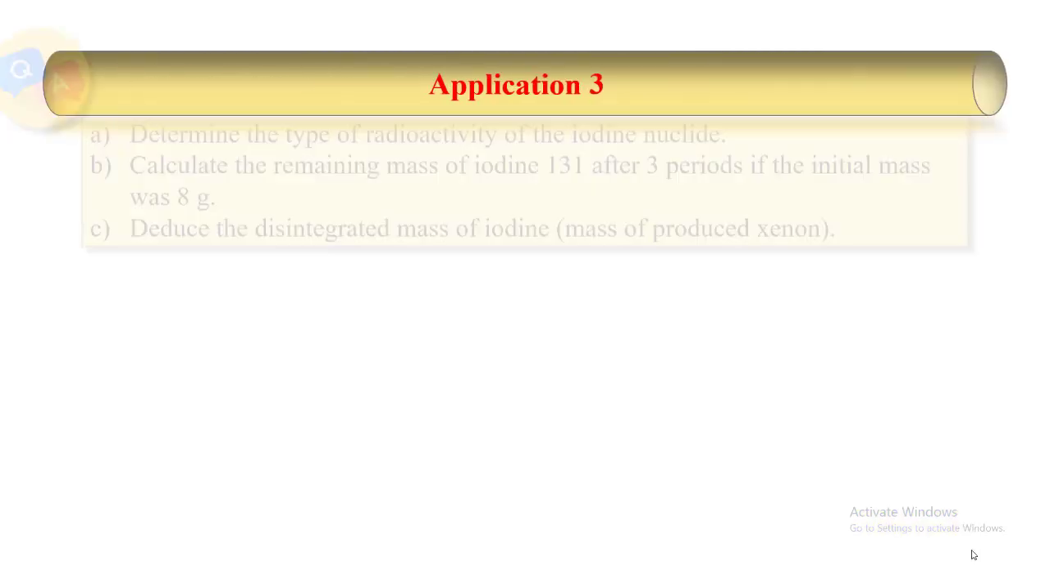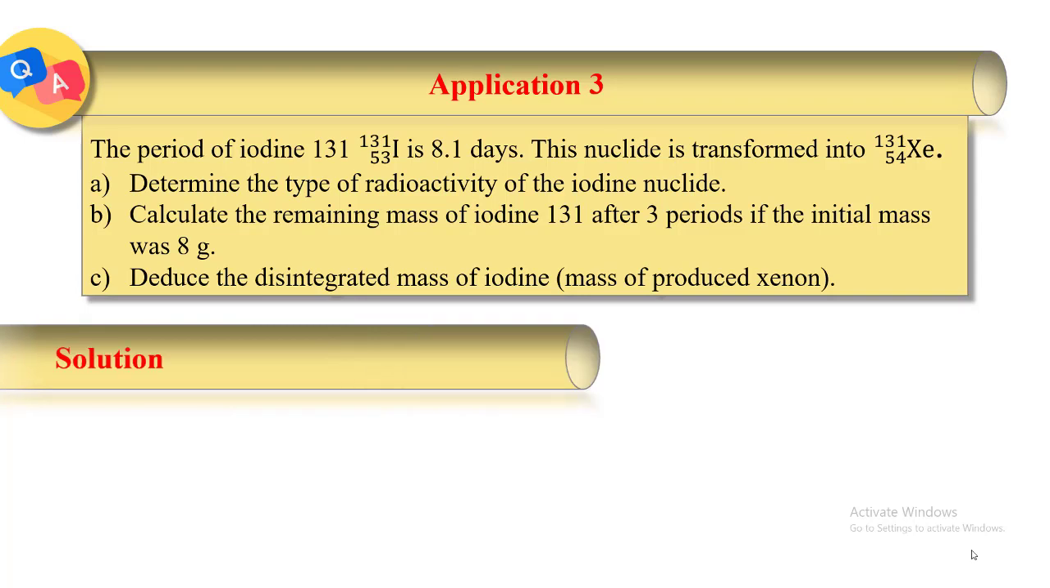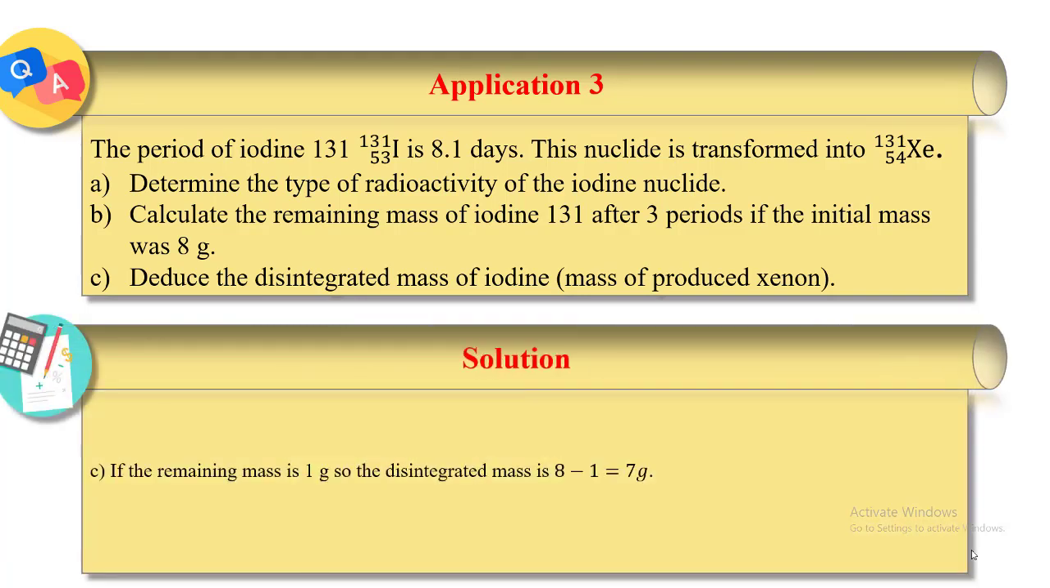The last question asks us to determine the disintegrated mass of iodine, or in other words, the mass of the formed xenon. The answer is simple. We know from the previous part that the remaining mass of the iodine is 10 grams, and initially it was 80 grams. So the disintegrated mass is 80 minus 10, that gives 70 grams.